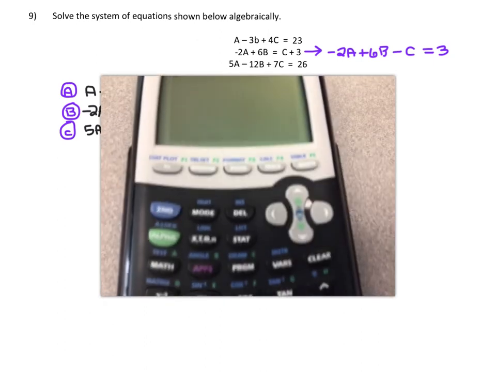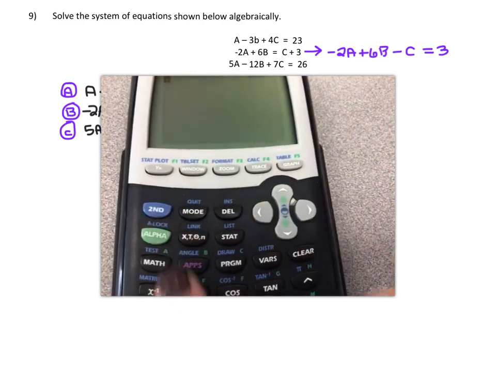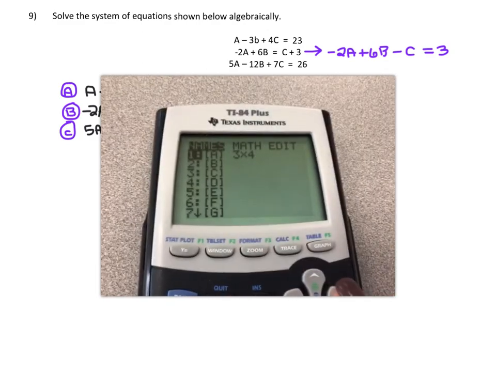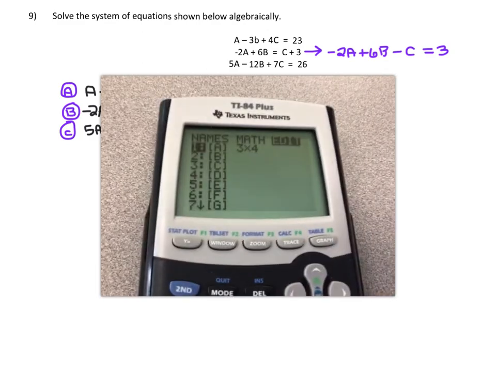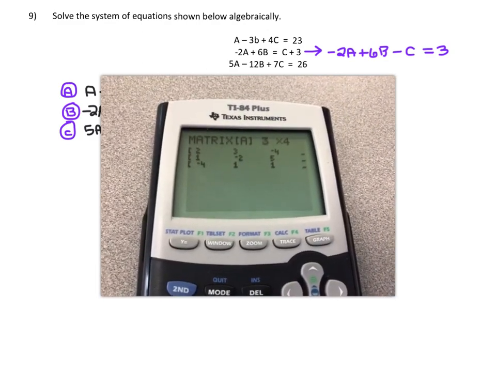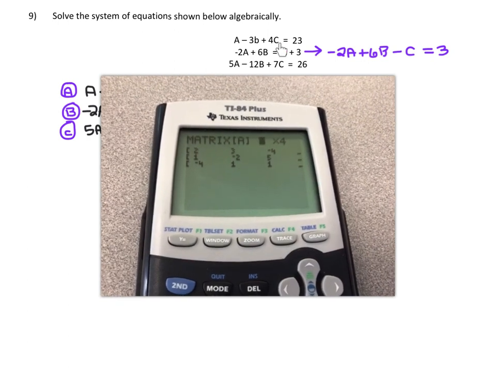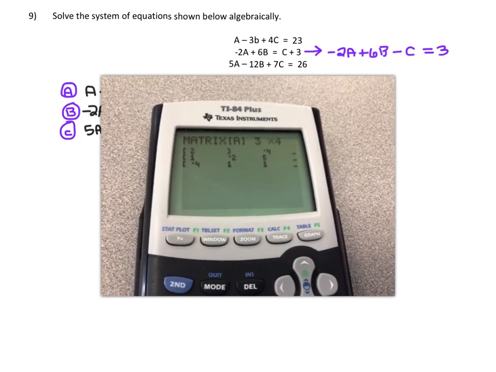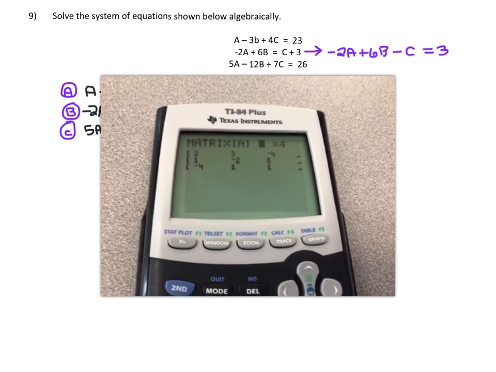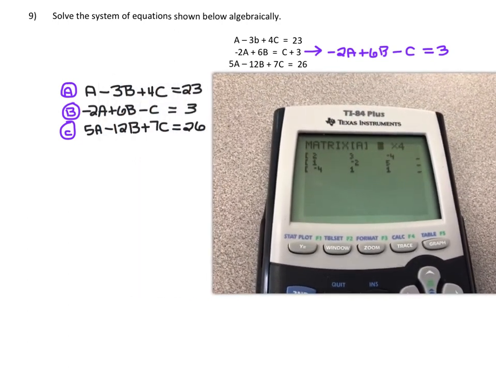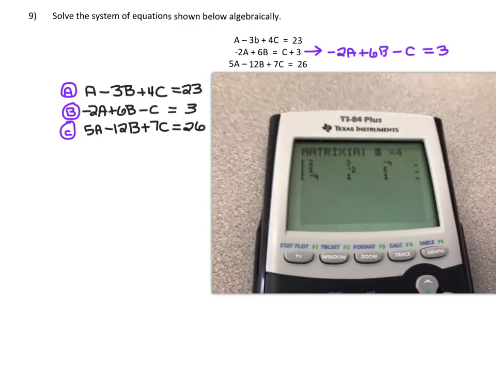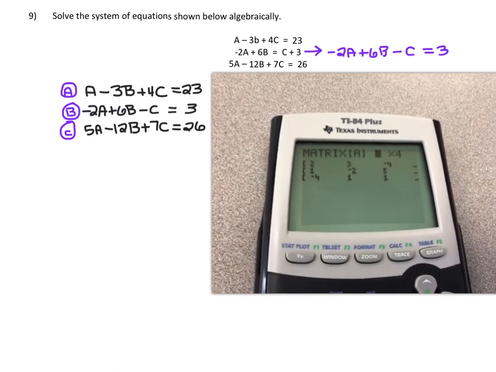All right, so what we're going to do is we're going to go to second, and then we're looking for the button that says matrix on top, and we're going to go over to edit and hit enter. Now, if this already says 3 by 4, you're all set because we have 3 rows and 4 columns. 1 for the A's, 1 for the B's, 1 for the C's, although I'm blocking it here, and 1 for the numbers. You know what, let me move this over so we could see our equations.